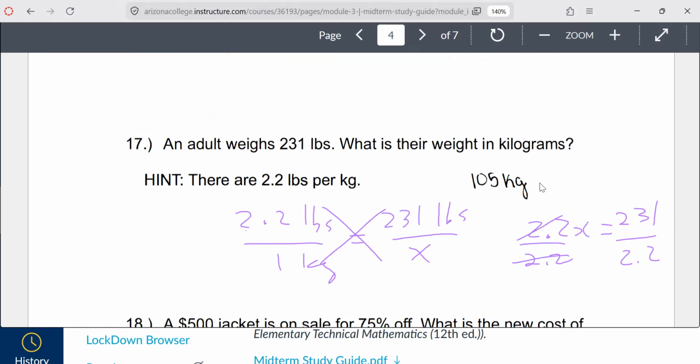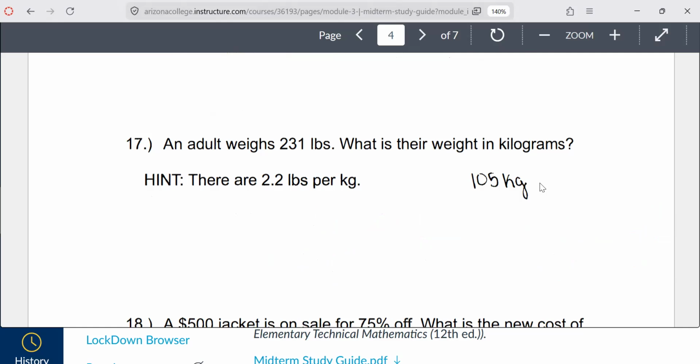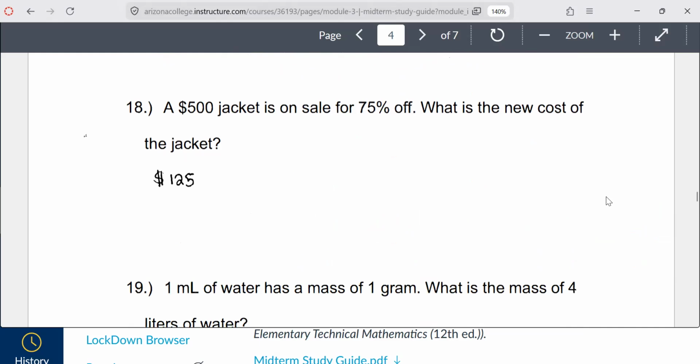All right. Number 18. A $500 jacket is on sale for 75% off. What is the new cost of the jacket? So if you go to the store and then you see this nice jacket, you check the price as $500, you're like, woohoo, but it's on sale, which is good. And it's on sale for 75% off.